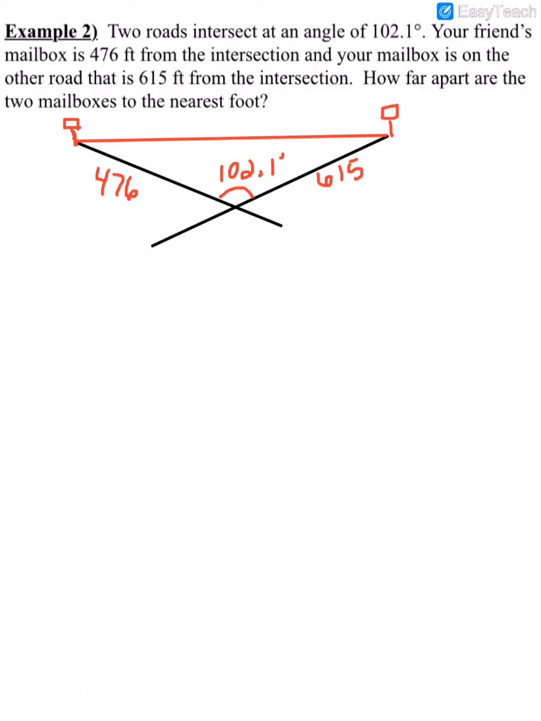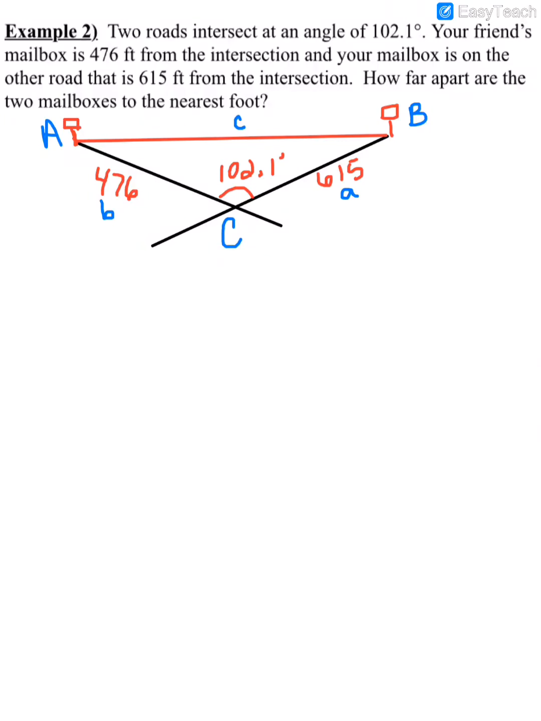Okay, so they didn't label any of these parts, so we can label these however we want to. So let's just say that this angle is angle C. So if that's the case, we're going to be looking for side C. All right, I'm going to say that this is angle A, so that means that this would be side A. So this is angle B, and this would be side B.